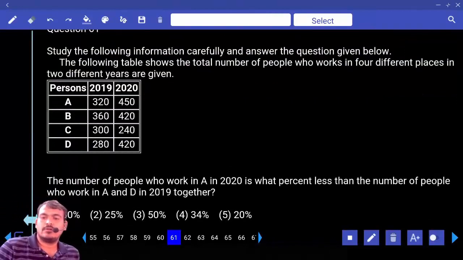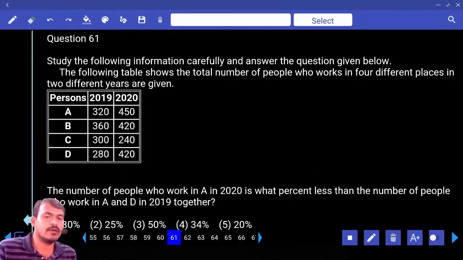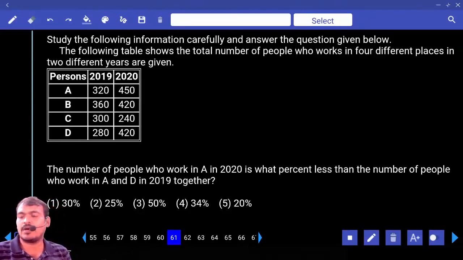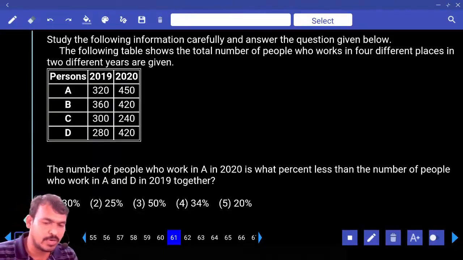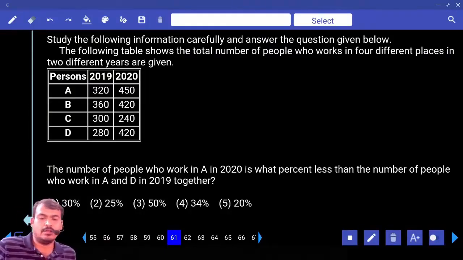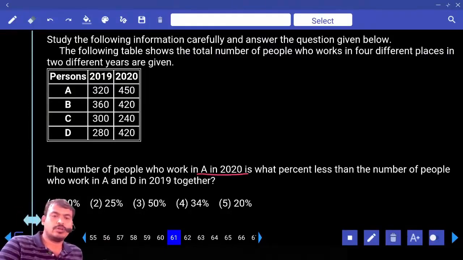The following table shows the total number of people who work in 4 different places in 2 different years. Persons are given A, B, C, D and years are given 2019 and 2020. First, the number of people who work in A in 2020 is what percent less than the number of people who work in A and D in 2019 together? What is the A value in 2020? 450.